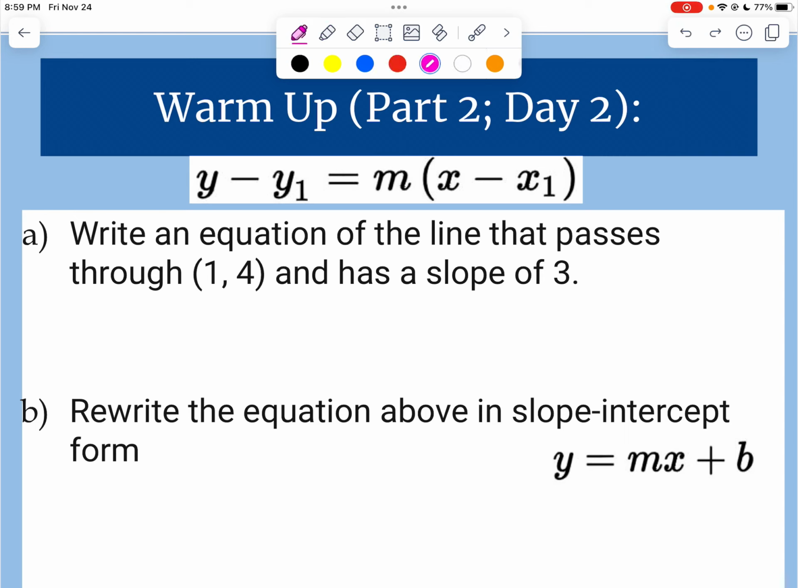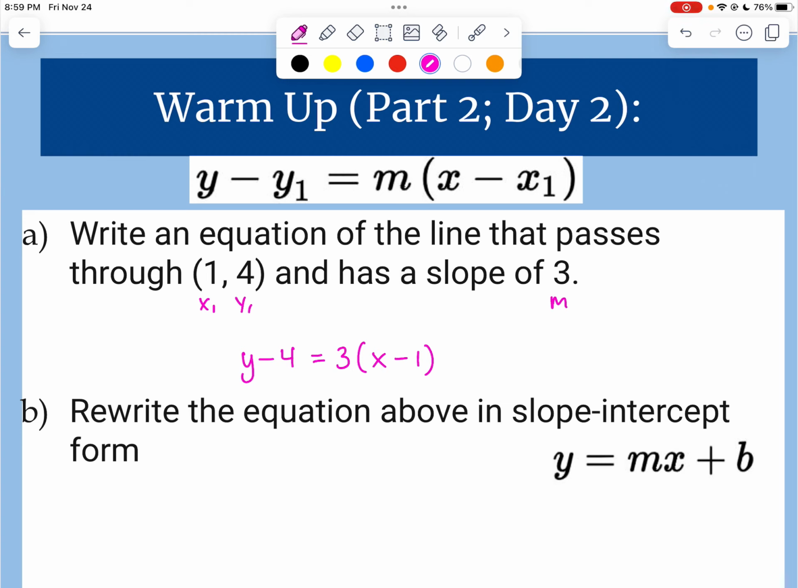All right, so you should be done with the warm-up. Real quick, here we go. First thing I'm going to do is label my point, x1, y1, and then label my slope as m. Now it's just a matter of plugging things in. So y minus my y1 coordinate, which is 4, equals m, my slope of 3, times x minus my x coordinate, which is 1. Boom, done.